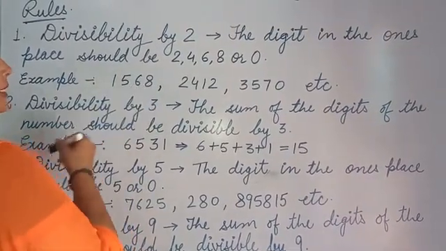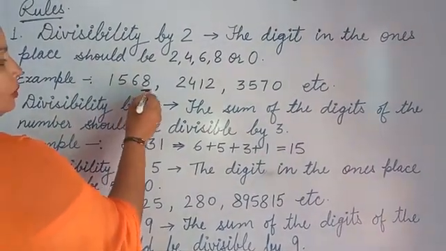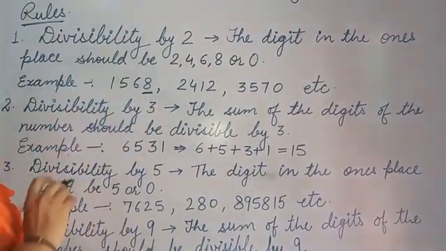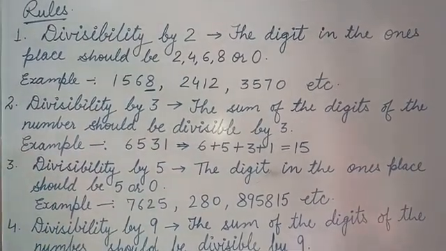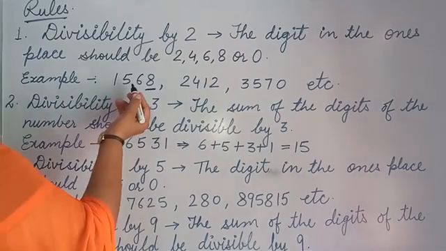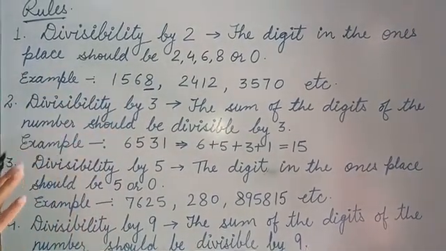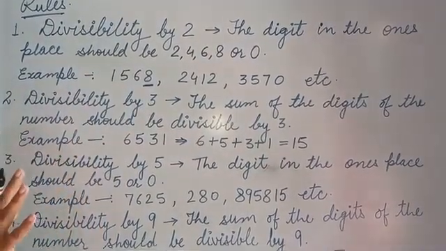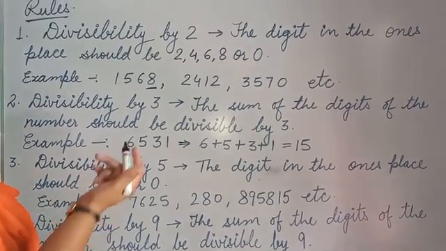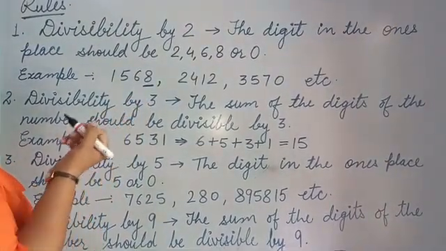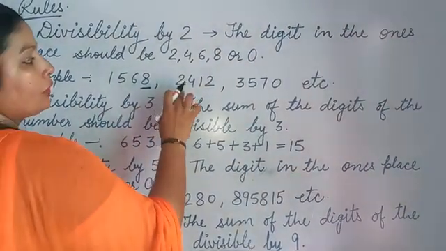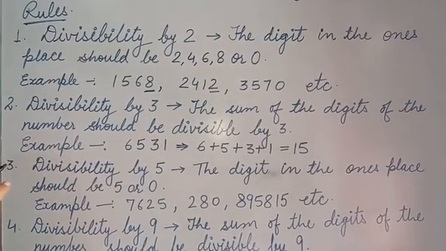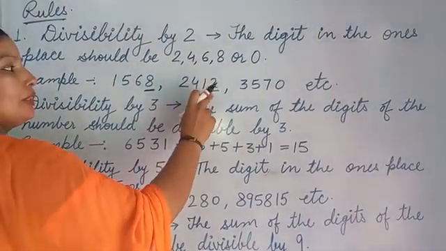For example, 1568. Here, in the ones column, there is 8. 8 is divisible by 2, which means the complete number is divisible by 2. If it is divisible by 2, that means 2 is a factor of 1568. So without actually dividing, we find that 2 is a factor of this number. If we divided it and then checked, that would take a lot of time. We can tell directly by looking only at the ones column. Here, 2412: in the ones column there is 2, so 2 is also a factor of 2412.